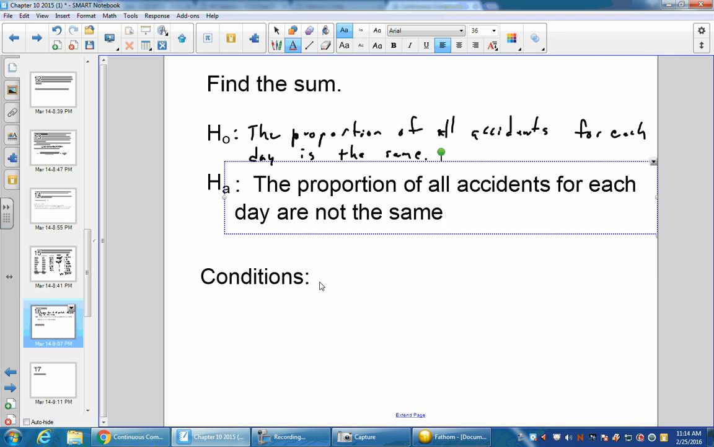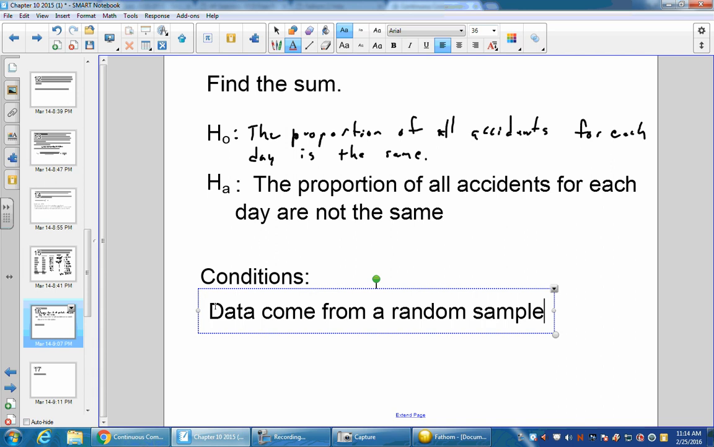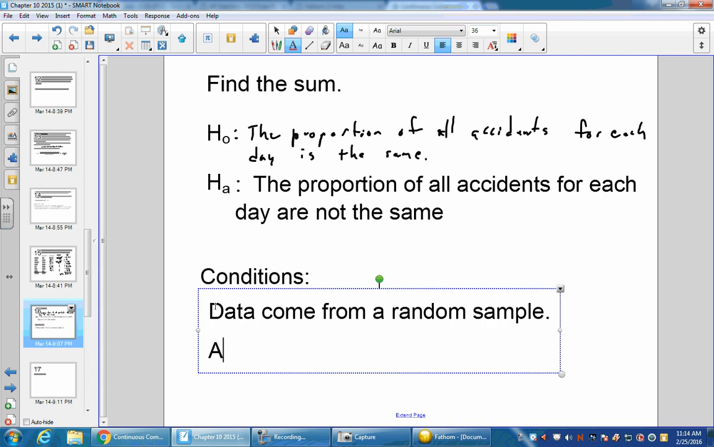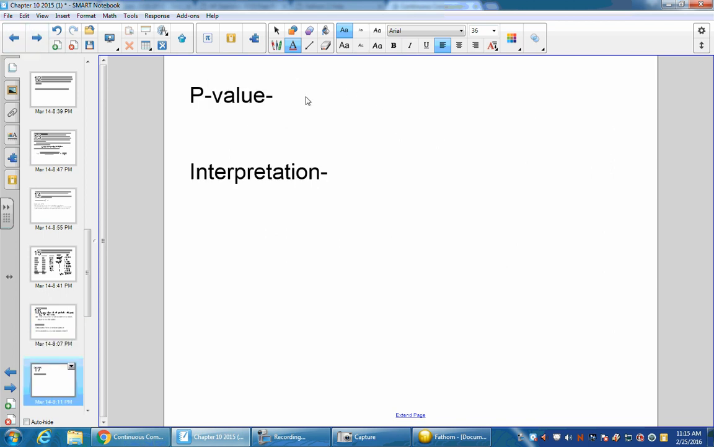Great. Now when we go to conditions, we have to check the data come from a random sample. Great. And here we can just say all expected counts are greater than 5. If all are greater than 5, then we're good to use the chi-square test. So now we want to look for the p-value and interpret.